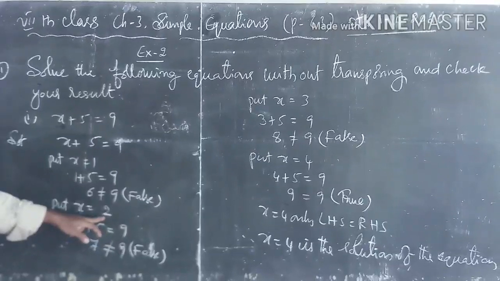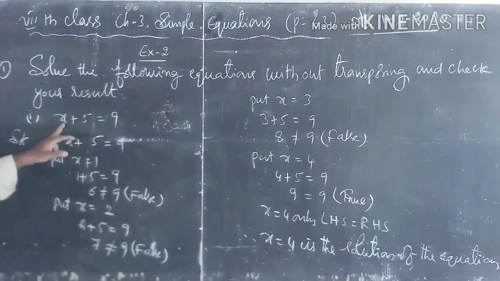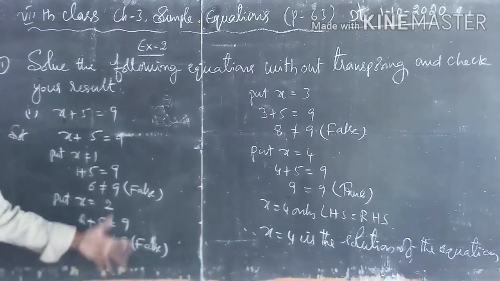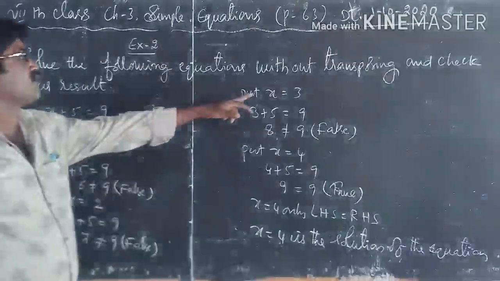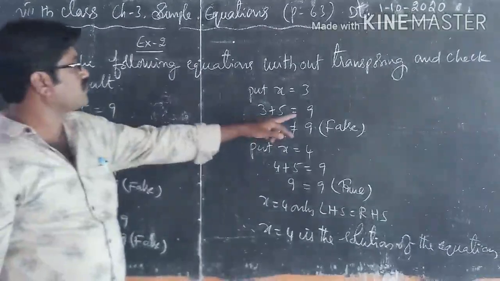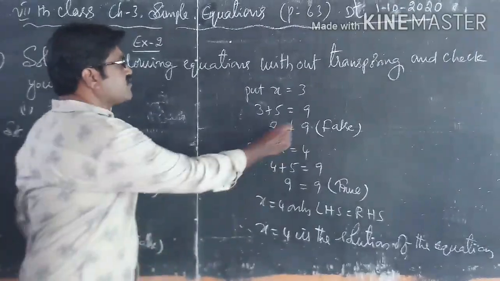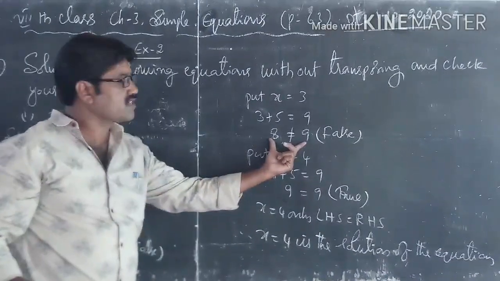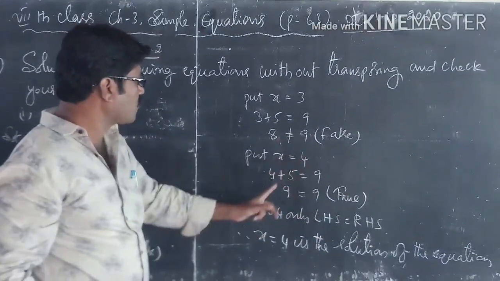Put x is equal to 2. In place of x, write 2. 2 plus 5 is 7. 7 is not equal to 9. That is false. Put x is equal to 3. In place of x, write 3. 3 plus 5 is 8. 8 is not equal to 9, which means LHS is not equal to RHS. False.